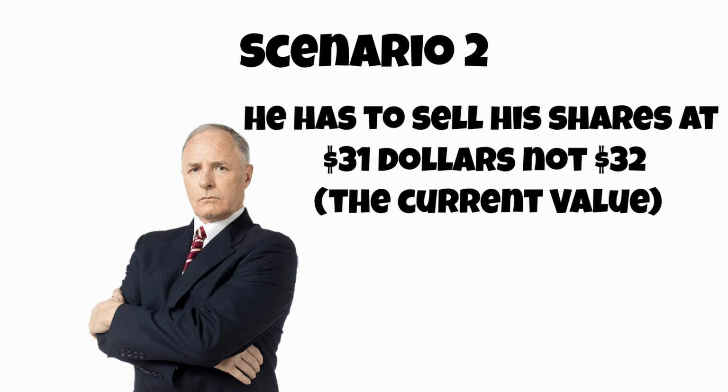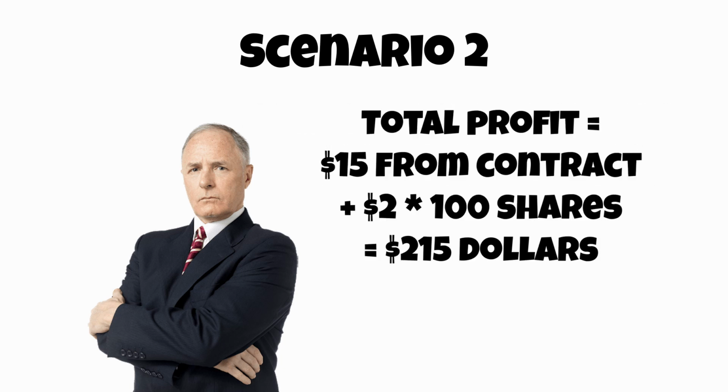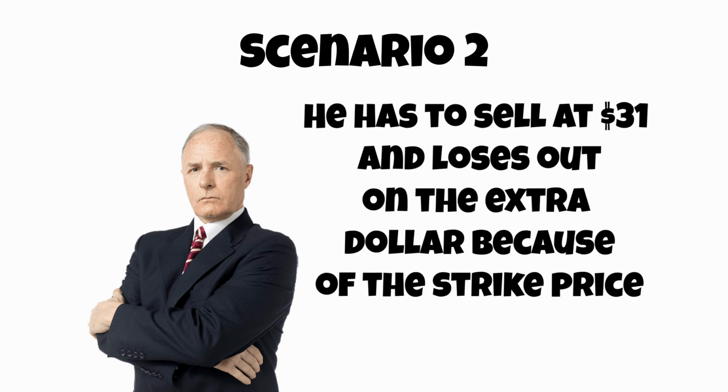Now you may be wondering, what about Bob, the seller of the contract? Bob got the $15 that he was paid by Dave for the contract, and he also owned the 100 shares that rose from $29 to $32. Now, since Bob sold the contract to Dave at a $31 strike price, he has to sell his shares at $31 to Dave. So Bob's total profit is $15 from selling the call plus $2 per share profit from selling the stock at $31, for a total of $215 profit. It is important to note that it's not a $3 per share profit because he can't sell it for $32, he must sell it for $31.